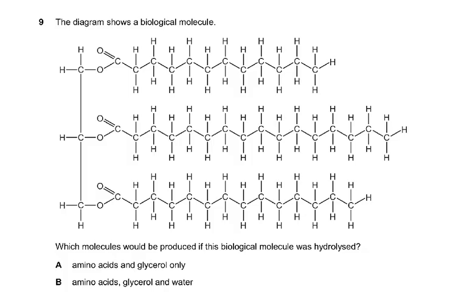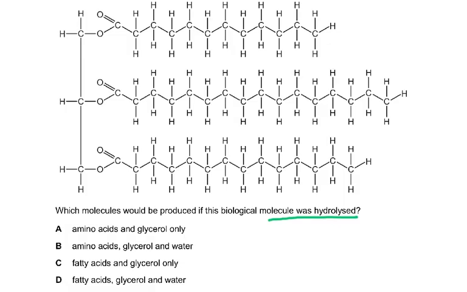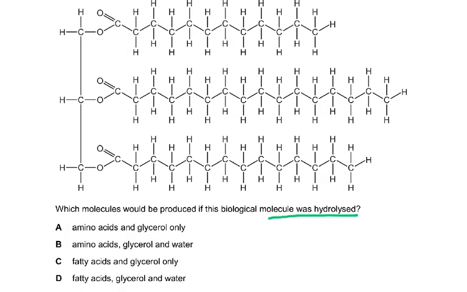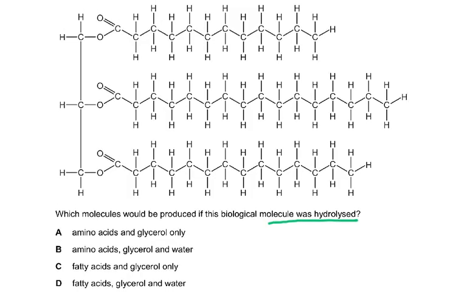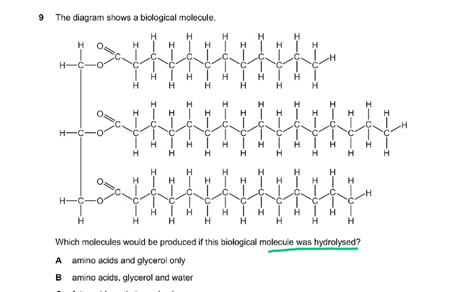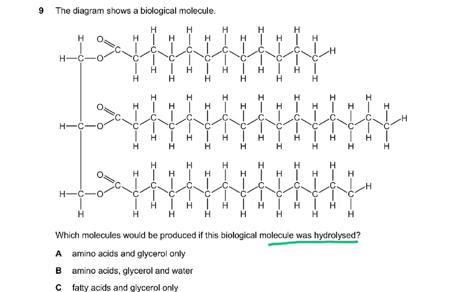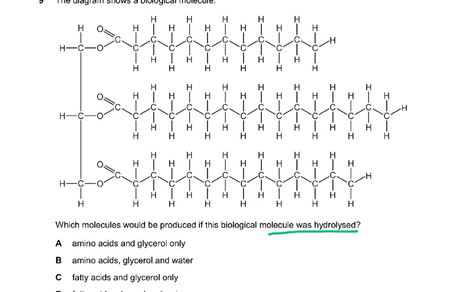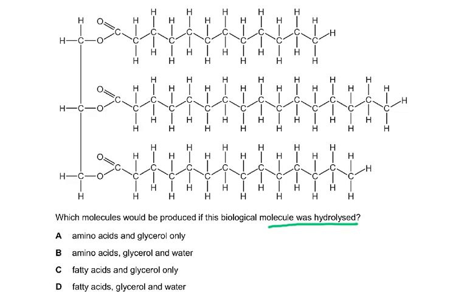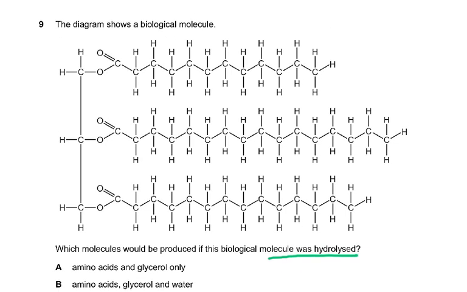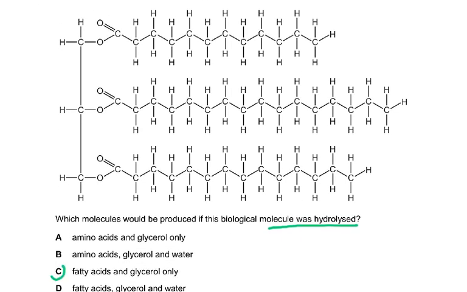Which molecules would be produced if the biological molecule was hydrolyzed? I mean, this is a triglyceride. So it would be what? It says if it is hydrolyzed, we need water added to it. If you add water, then only it will break up into its constituents. So it will break up into fatty acids and glycerol. That's why the answer is C.